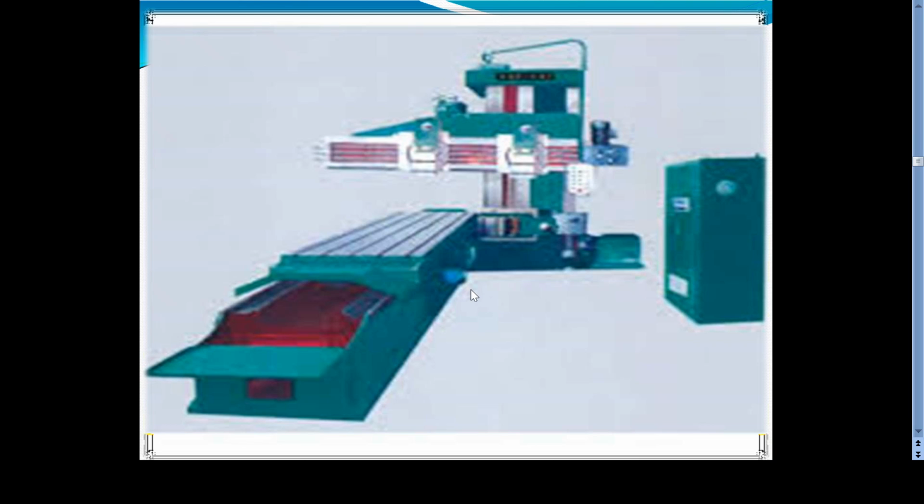So this is the open type planer machine. You can see this is the cross rail. It is cantilever type. This is the column, only one column on one side of the bed. So this is the table. So a workpiece of any width can be held and machined. So that is the advantage.